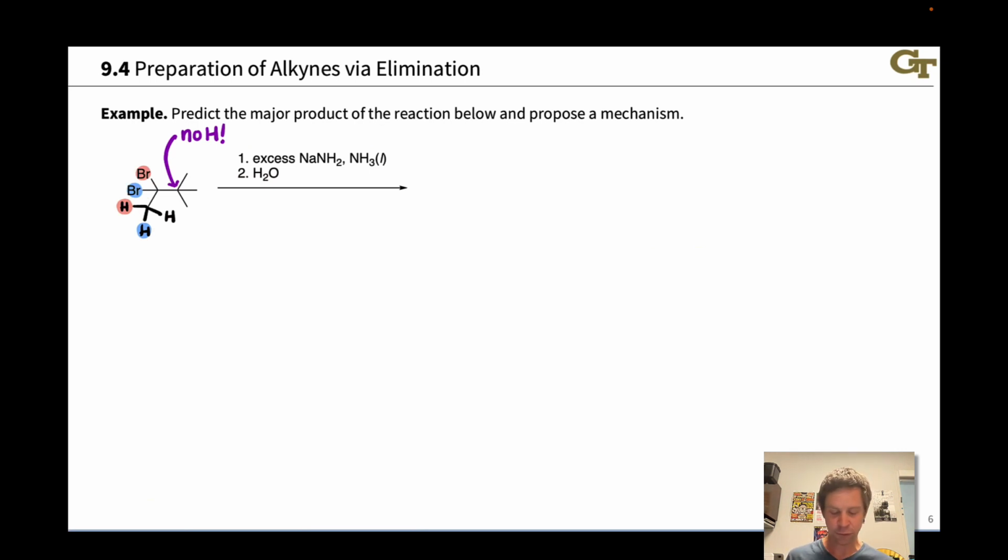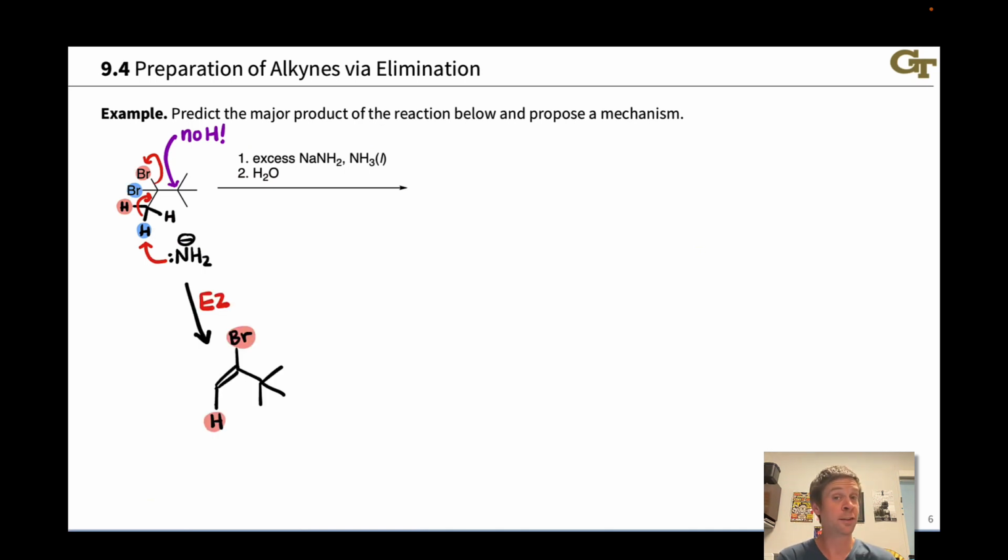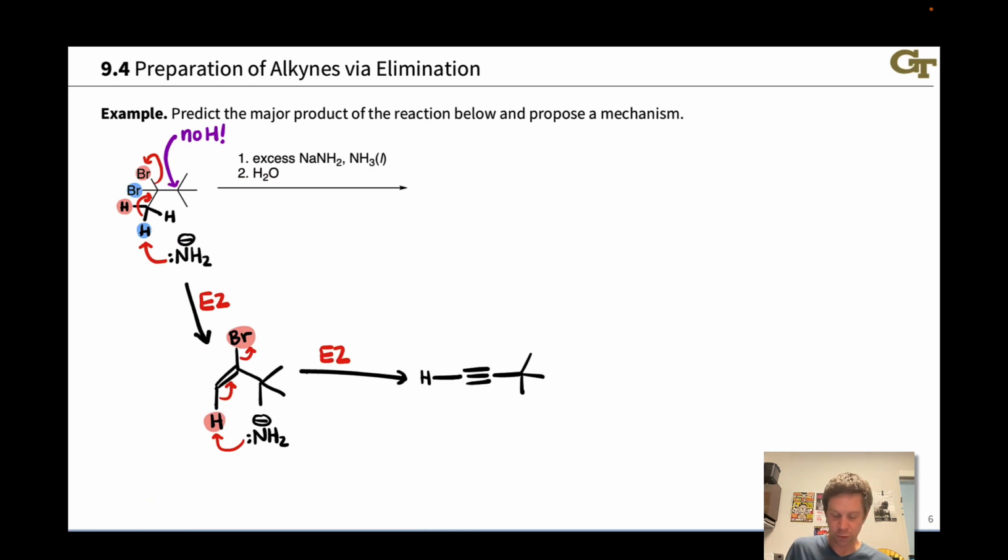So an E2 elimination is the name of the game here. NH2- is the base and deprotonates at the beta carbon. Br- is eliminated at the same time, and we go right to this alkene. This is a classic standard E2. The difference now, though, is that this alkene retains a hydrogen and a bromine that can be eliminated in a subsequent E2 elimination step to generate a triple bond, converting the alkene into an alkyne with elimination of another equivalent of HBr. In this case, though, notice we've generated a terminal alkyne.